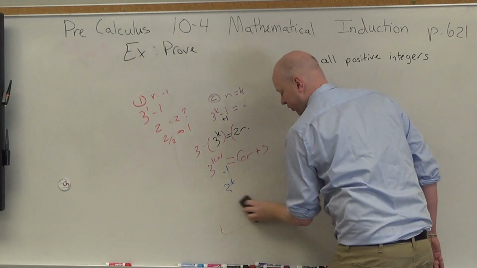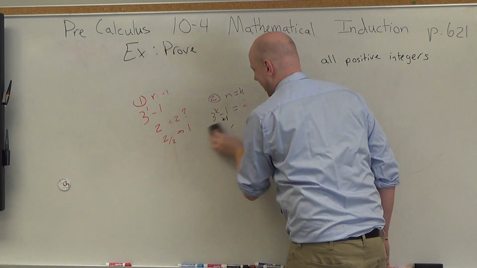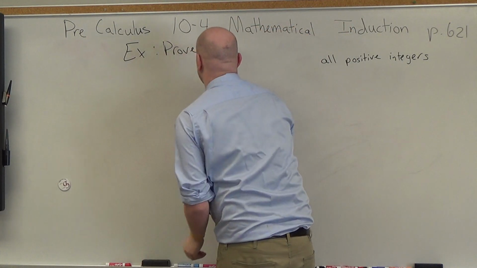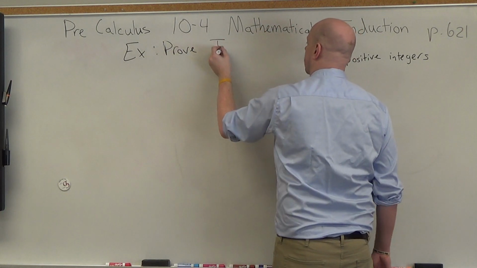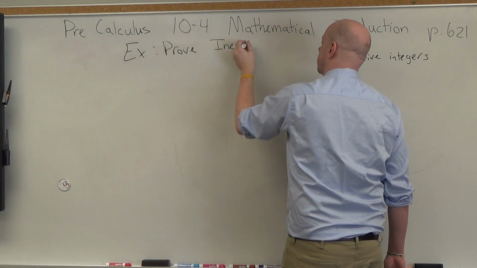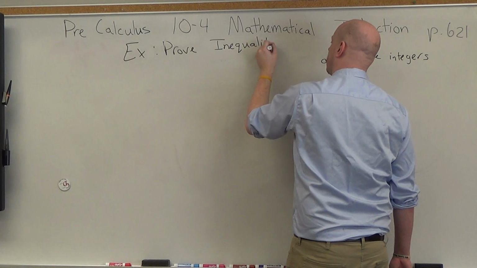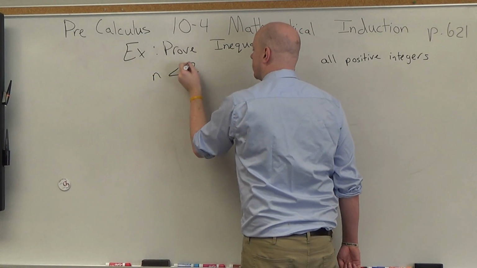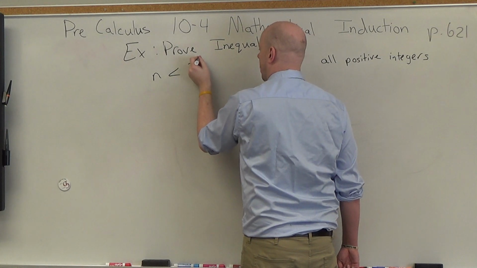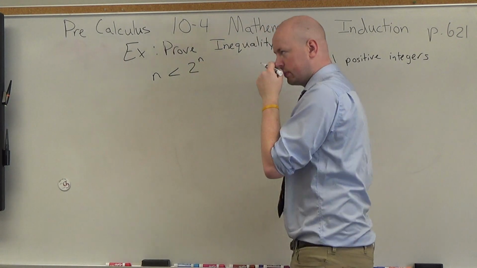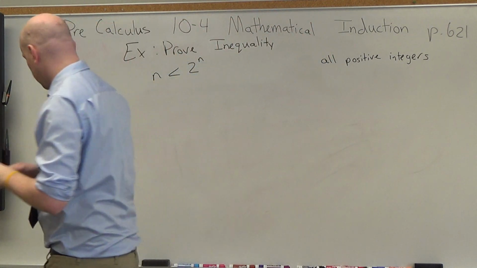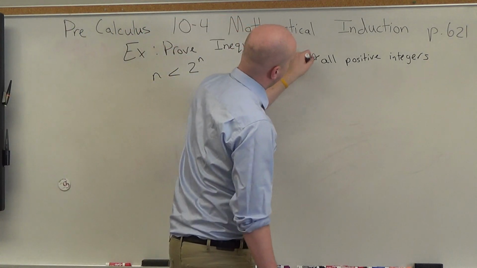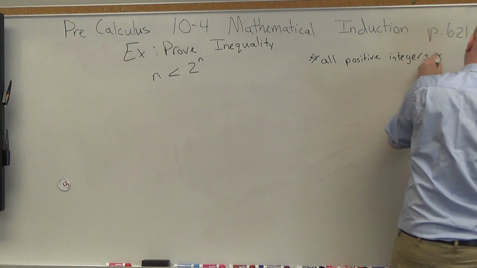Now, example 3 will be the last one that we talk about here in this video. We're going to prove an inequality. We're going to prove that n has to be less than 2 to the power of n. Again, for all positive integers. I cannot stress that enough. These rules have to be followed.